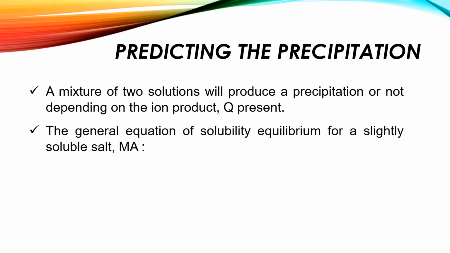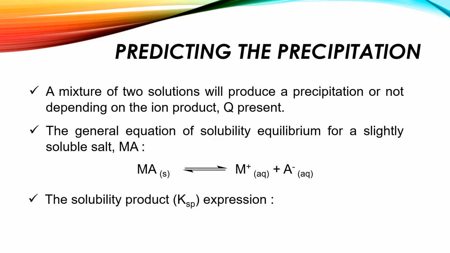The general equation of solubility equilibrium for a slightly soluble salt of MA can be written as shown in the equation. MA salt dissociates to form M plus aqueous ion and A minus aqueous ion. The solubility product or Ksp expression can be written as Ksp equals concentration of M plus ion times concentration of A minus ions.